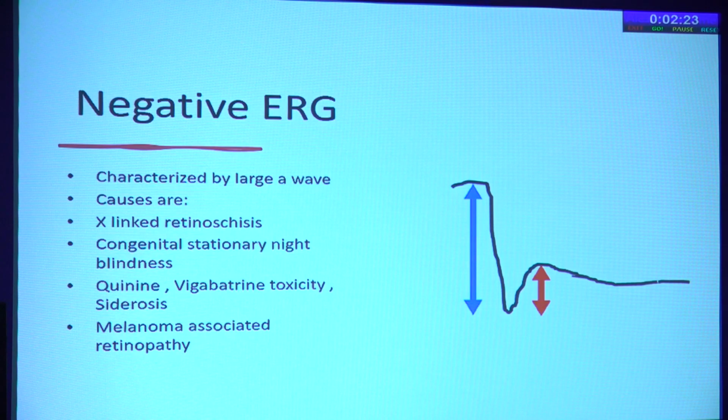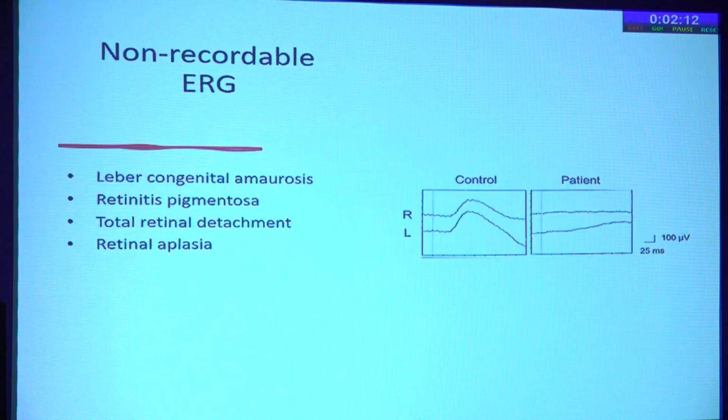A negative ERG is caused by a negative large A wave, X-linked retinoschisis, congenital stationary night blindness, quinine toxicity, siderosis, melanoma associated retinopathy. Non-recordable will be seen in Leber's congenital amaurosis, retinitis pigmentosa, total retinal detachment, retinal aplasia.